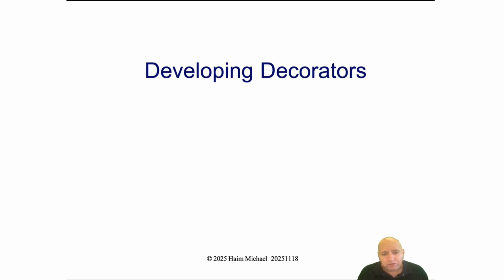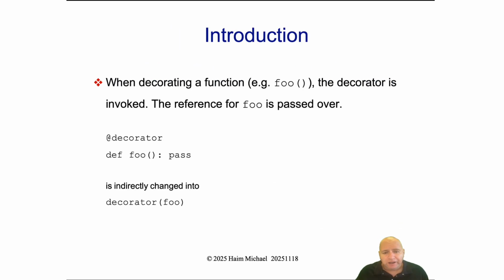Now, how do we develop a new decorator? We can either define a function that will be used as a decorator, or we can define a class to be used as a decorator. The first option is the preferred one. Usually, this is how decorators are developed in Python.